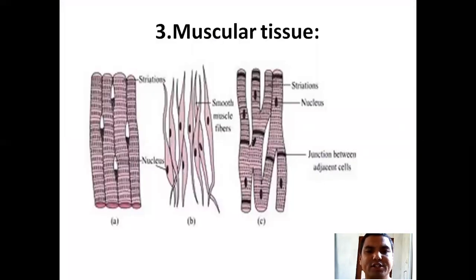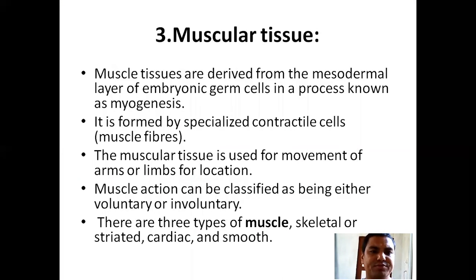Now, the third animal tissue is muscular tissue. We are going to discuss it here. There are three types of muscular tissue: striated, unstriated, and the cardiac tissue. Muscular tissue is derived from the mesodermal layer of the embryonic germ cell. In the process of myogenesis, it is formed by specialized contractile cells. The muscular tissue is used for movement of arms or limbs, for locomotion.